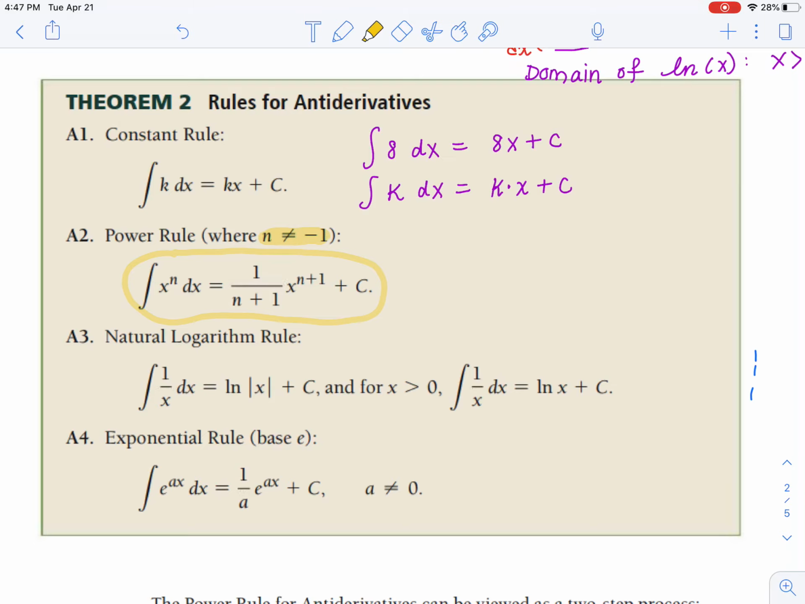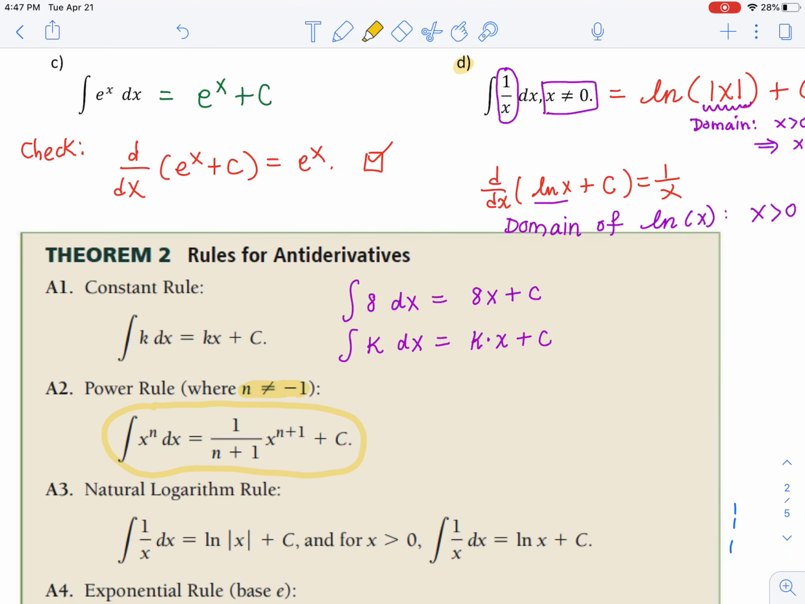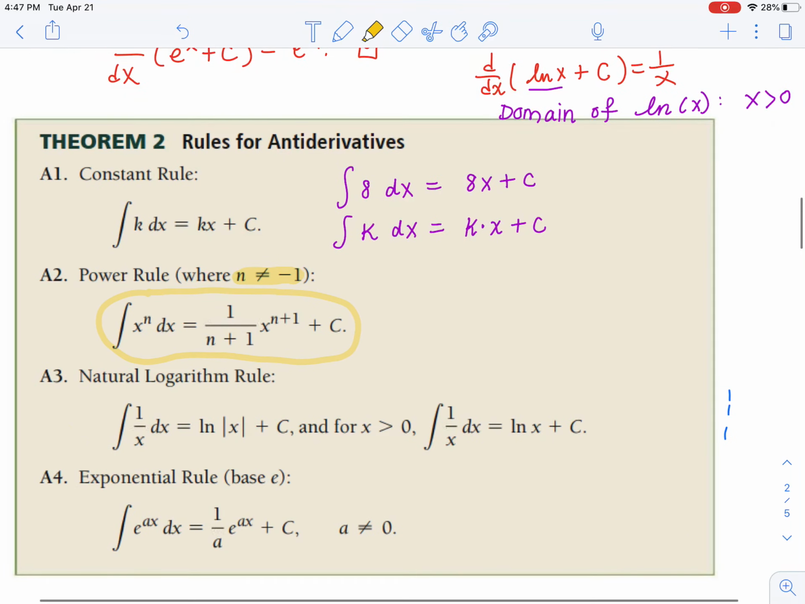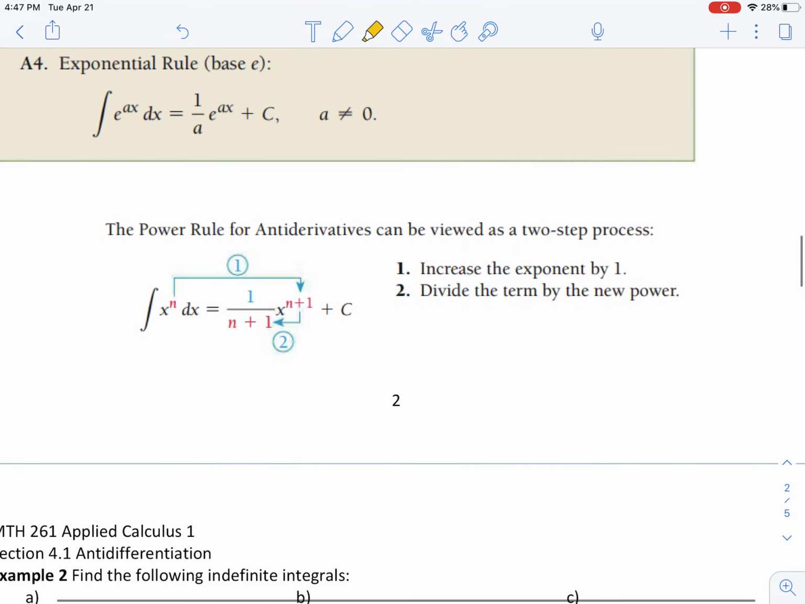But the power rule, I will highlight this one because it is going to be very important. We're going to be using this very often. Look at this for me. It applies when n is not equal to -1. It applies for every other number, but it doesn't work for -1, and we'll see why. That's actually this other case right here. What does n stand for anyways? n is the power, n is the exponent.